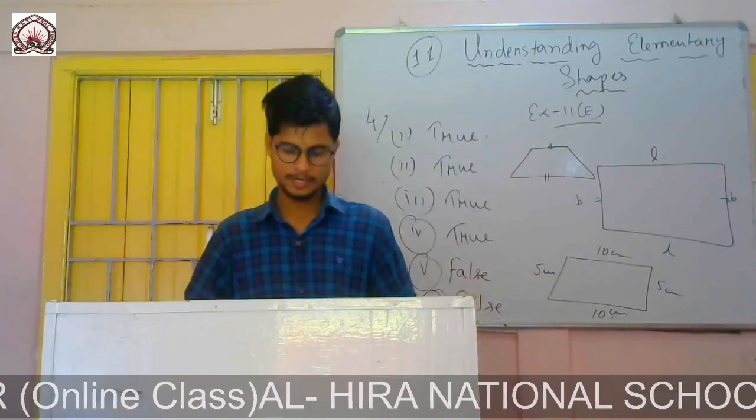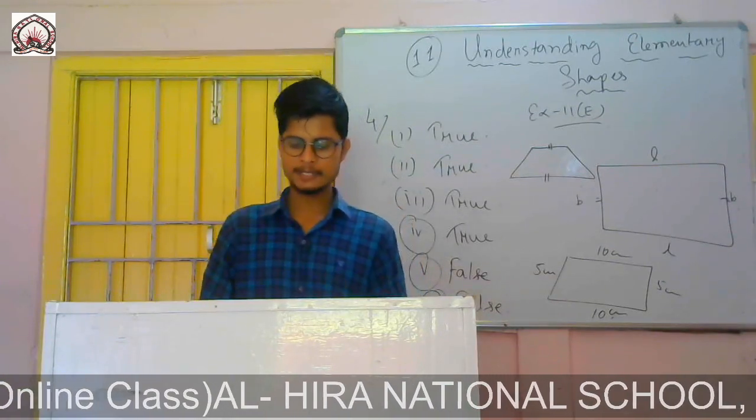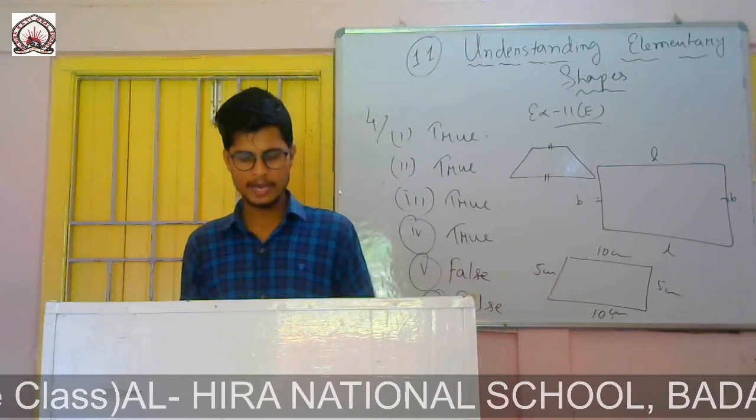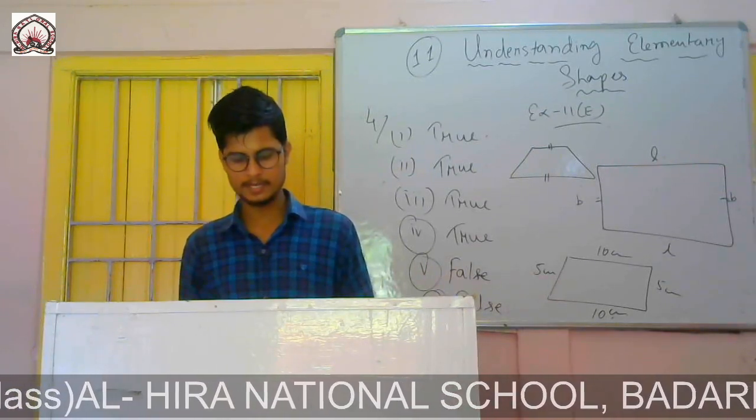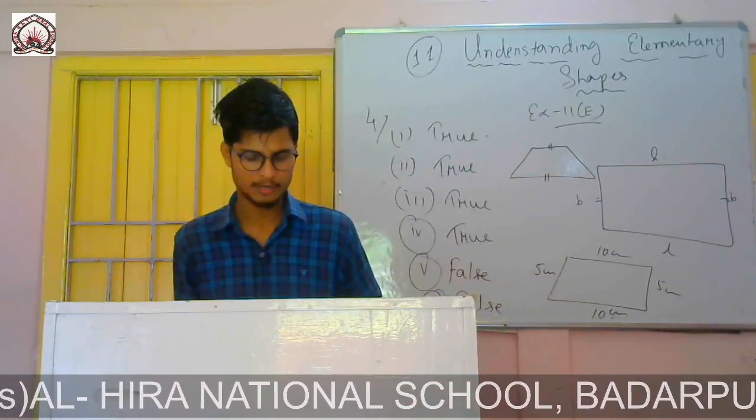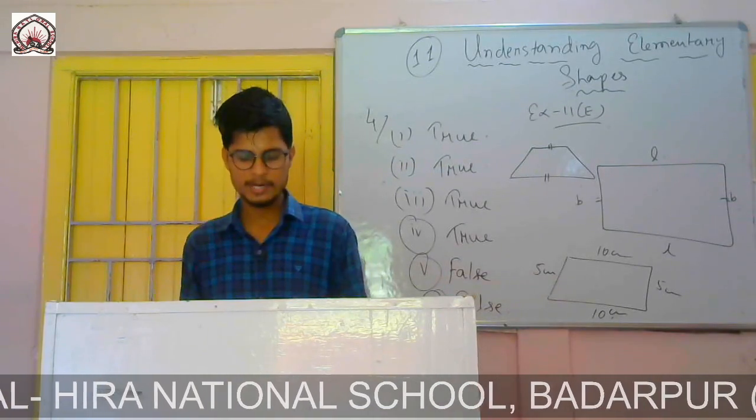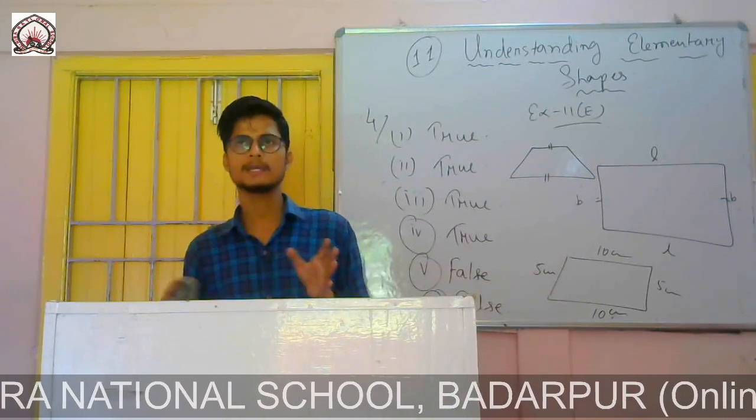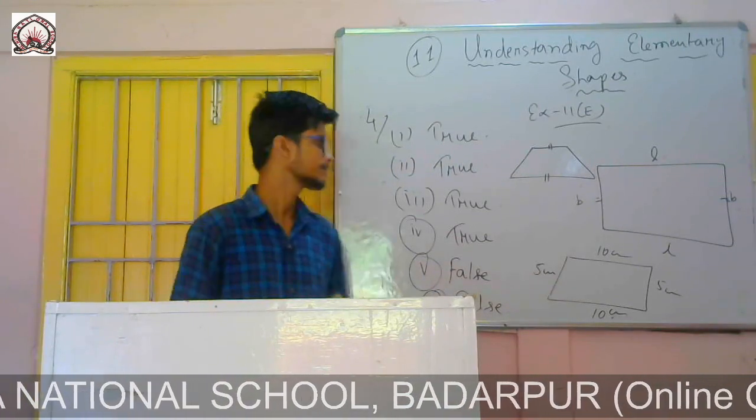So now question number 5. Give reason for the following. So you have to write the reason for this. A square can be thought of as a special rectangle. So it is a statement given, you have to give the reason. So all the statements are true. Simply you have to give the reason.